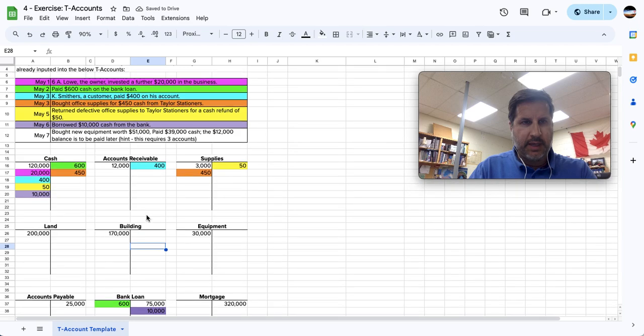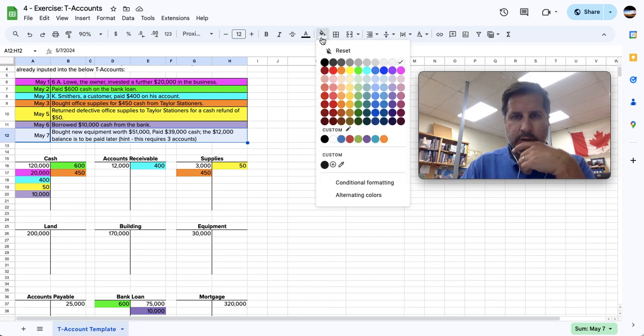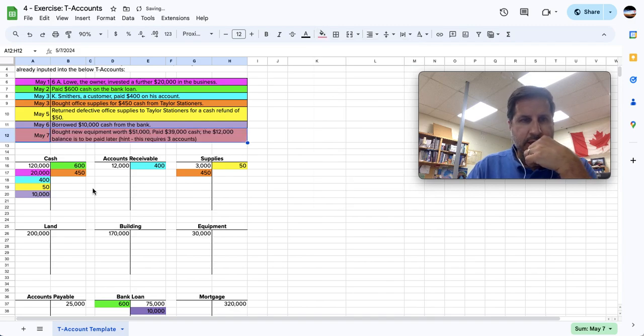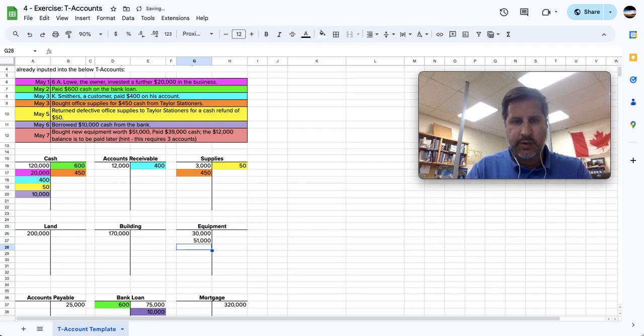And then finally I bought new equipment. Ooh, getting tricky here. And I paid some cash, but I'm going to pay some more later. So this is going to be a 3-entry account that we'll see for the first time. And I think for a 3-entry, we have to go with this wonderful shade of red. So I bought new equipment worth $51,000. So let me go to my equipment. I have $51,000 more in equipment. Equipment is an asset, therefore it increases on the left side or on the debit side.